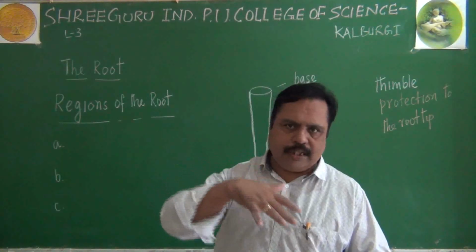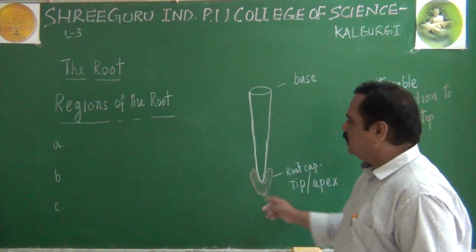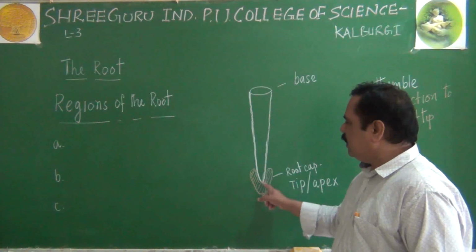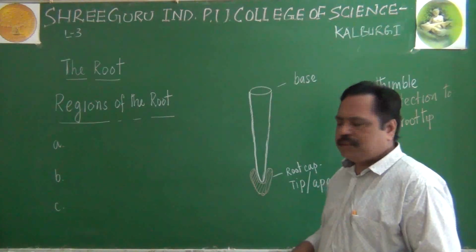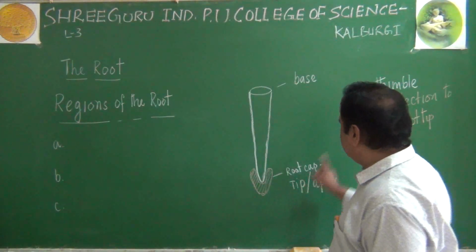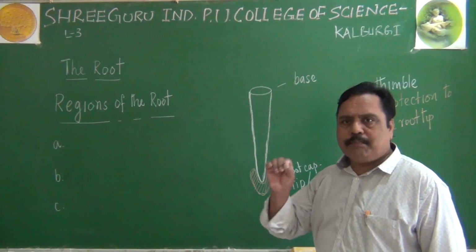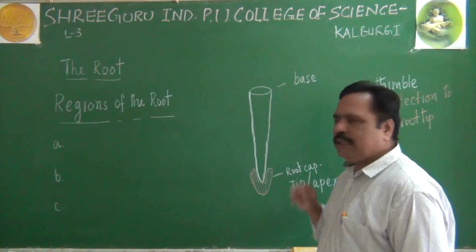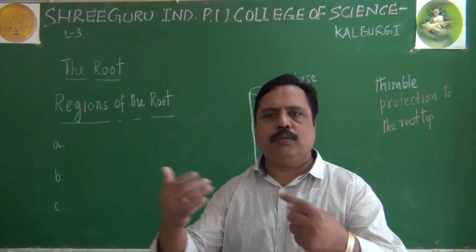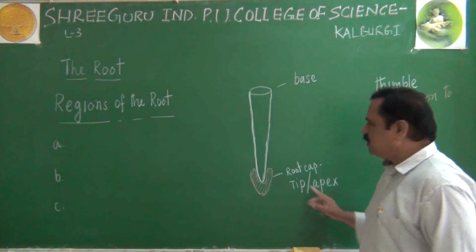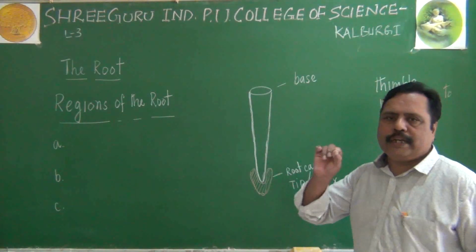When the root is penetrating into the soil, it may face some friction with the soil particles. Sand particles will damage the root tip. To avoid that damage, the root is provided with a protection called the root cap, remember. So at the tip of the root, what do you see? A root cap. The tip of the root is otherwise called what? The apex of the root. So the apex is protected by a root cap, remember.